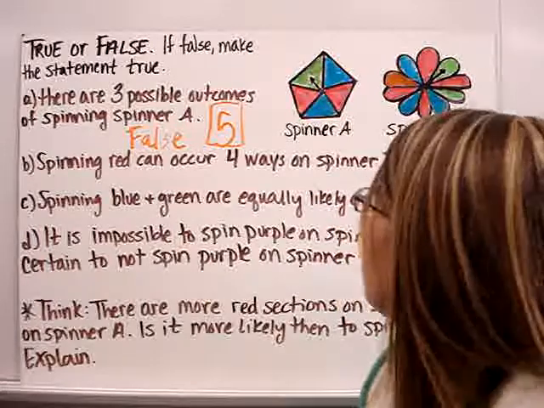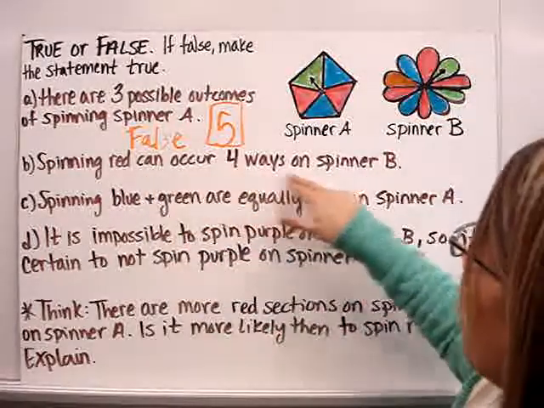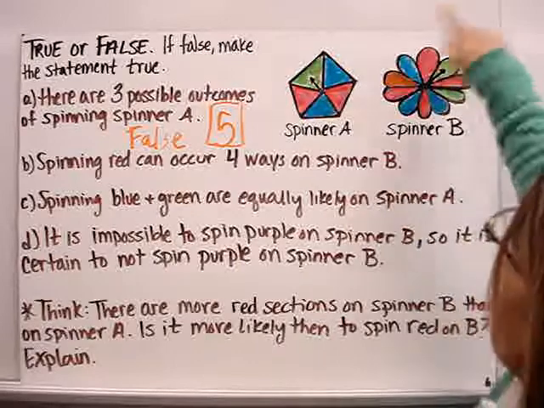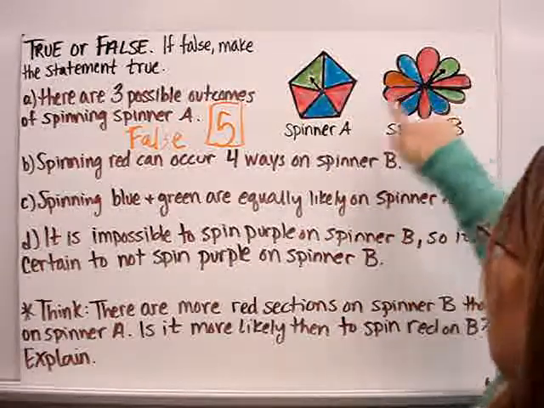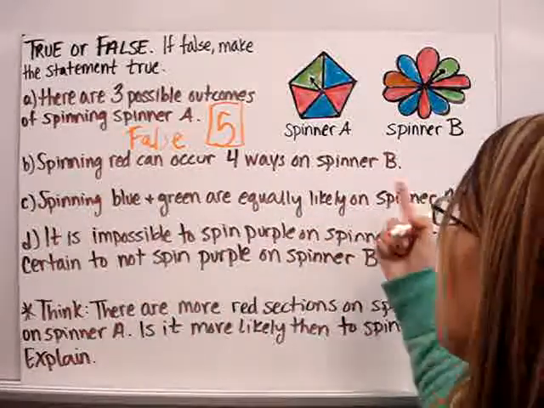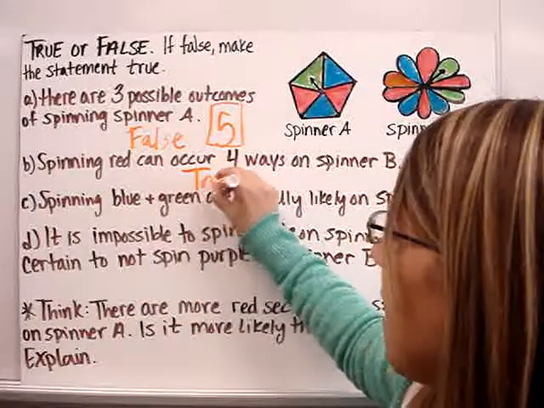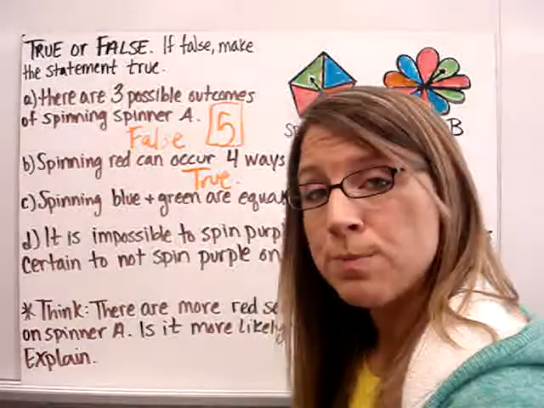Example B. Spinning red can occur 4 ways on spinner B. If we look at spinner B, how many places do we see red? 1, 2, 3, 4. So spinning red can occur 4 ways. I say that is in fact true.